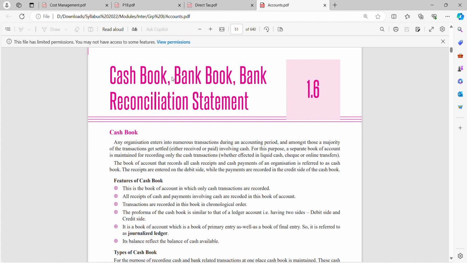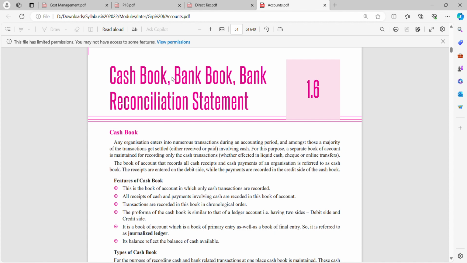Features of cash book: this is the book of account in which only cash transactions are recorded. All receipts of cash and payments involving cash are recorded in the books of accounts. Transactions are recorded in this book in chronological order.